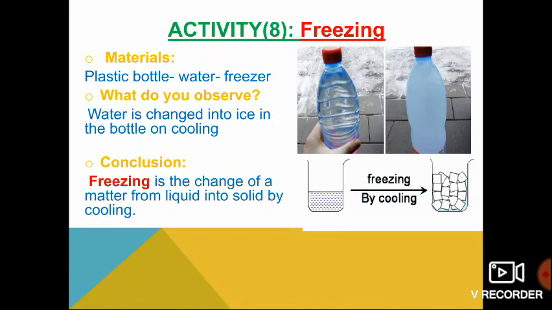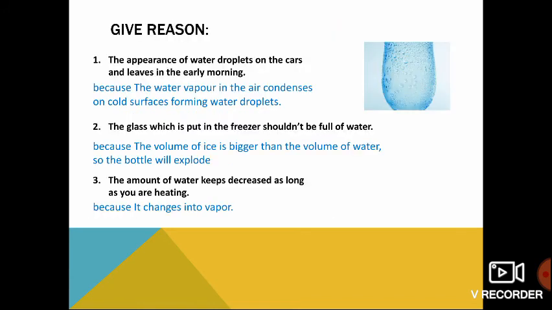We have an activity for freezing. We have a plastic bottle and water. When we fill this plastic bottle with water and put it in the freezer, what do you observe? Water is changed into ice in the bottle on cooling. Conclusion: freezing is the change of matter from liquid into solid by cooling.